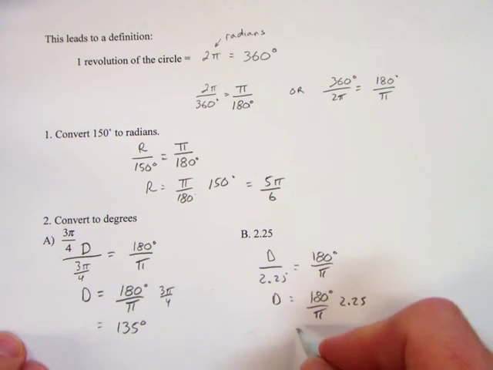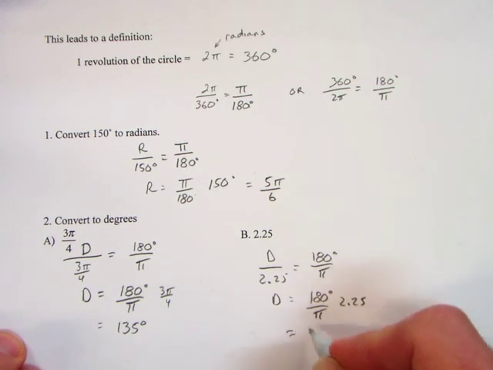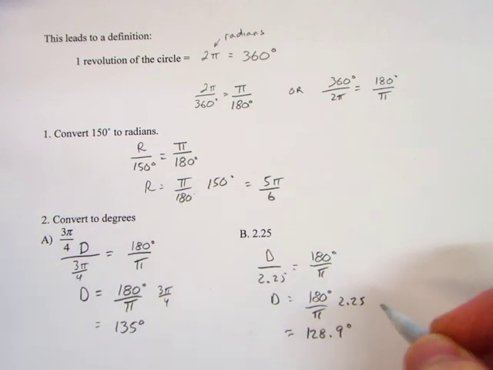Now what does that give? You just type it in on the calculator, and that gives approximately 128.9 degrees. Now this is a good place to take this and convert that to degrees and minutes.